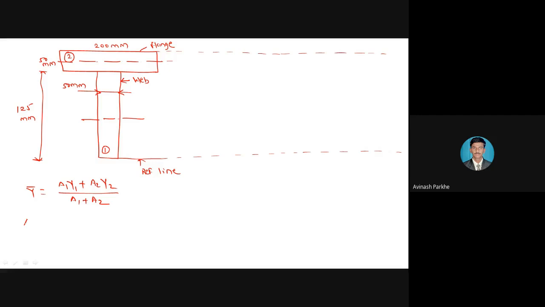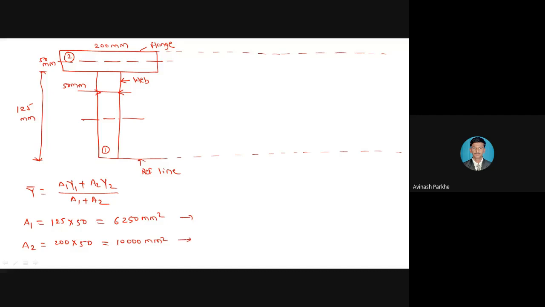Now first of all calculate A1. A1 is equal to 125 into 50, and A2 is equal to 200 into 50. So what is the area A1? Please do the calculation. Calculate the area. Yes, A1 is equal to 6250 mm square, and here A2 is 10,000. Okay, A1 we have calculated, A2 we have calculated.